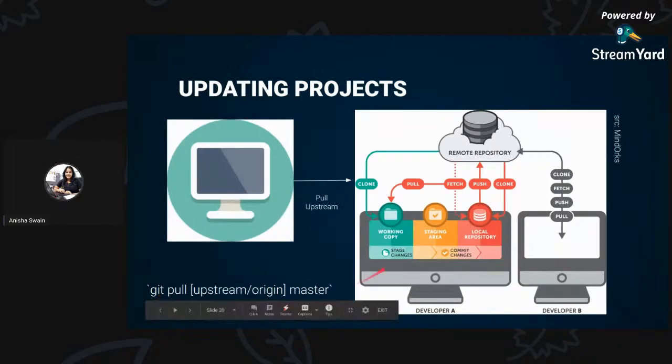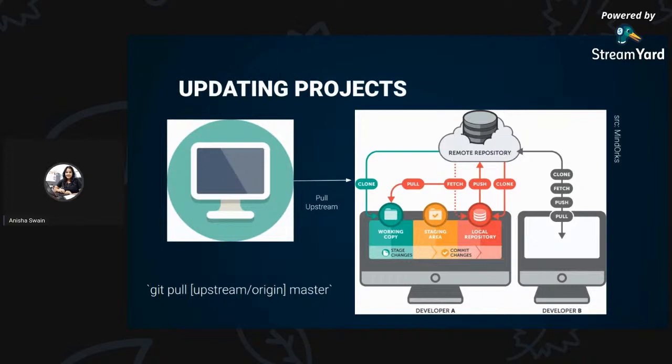So you use git pull upstream master. Whatever is in the master branch of your upstream, it will fetch the changes to your origin master. If you do git pull origin master, whatever is in your origin master is fetched to your local master.